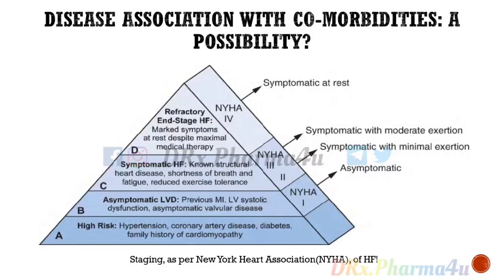So if you look at the lowest part of the triangle, there it is written high risk. So there you can find hypertension and coronary artery disease. Which means that these are very, very prominent risk factors for heart failure. And definitely always remember, if a patient is suffering from coronary artery disease, then somewhere or the other, dyslipidemia also has a role to play.